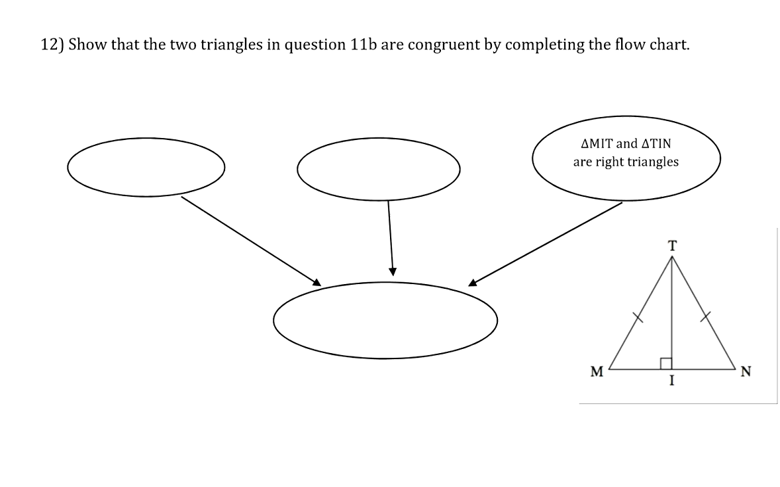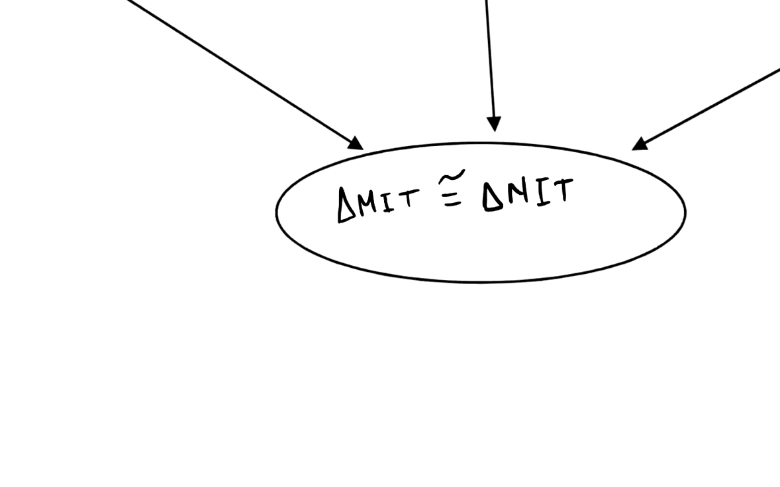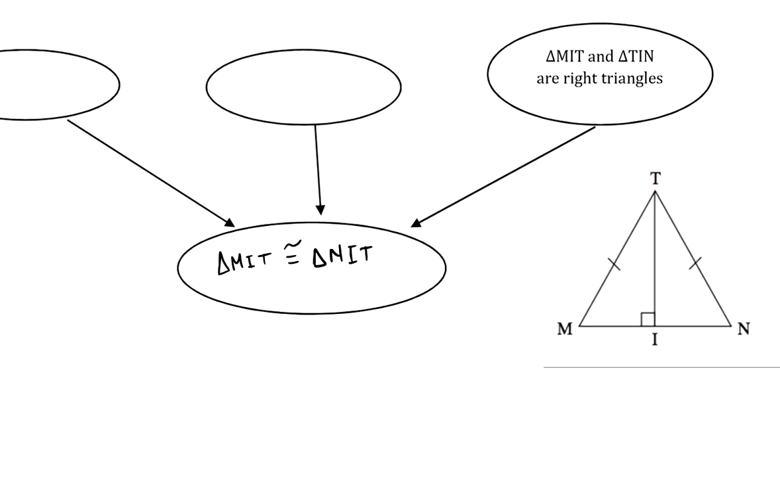It's really important that you can see the diagram you're dealing with when you're doing a flowchart proof. So I'm trying to establish that triangle MIT is congruent to triangle NIT. I'm going to write that in here first. So triangle MIT is congruent to triangle NIT. And when I gave the triangle congruence condition earlier, I said the reason was hypotenuse leg.